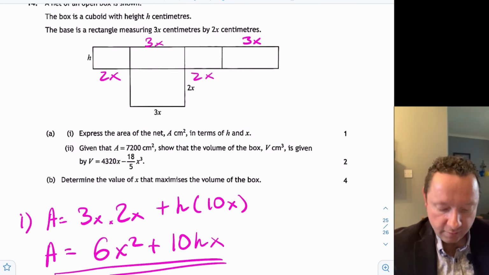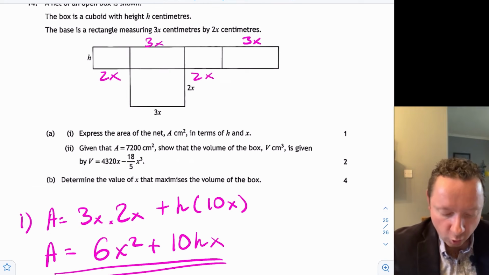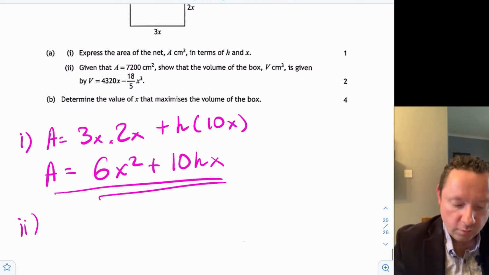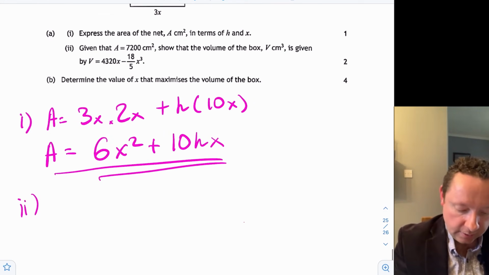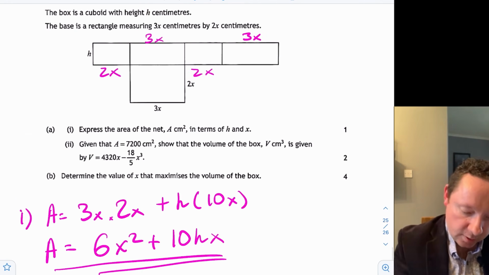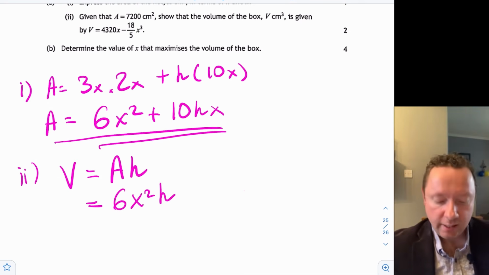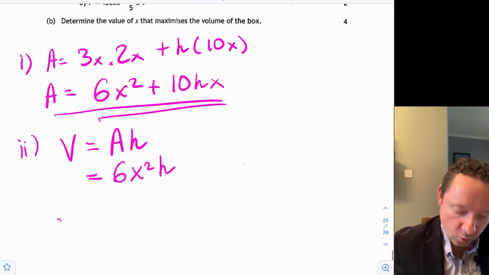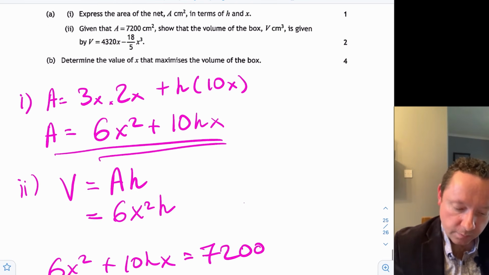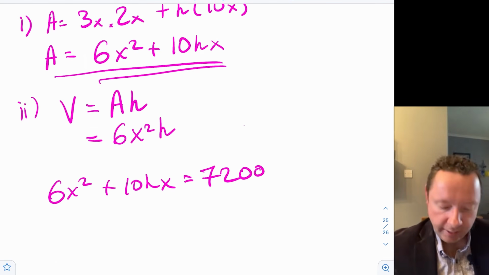Part 2, given the area is 7,200 centimeters squared, so the volume is given by this. Well, volume of a cuboid is area of the base times the height. Well, the base is this bit here, which we already know is 6x squared. So that's 6x squared h. But that's got h in it, so we need to get rid of that h. But we already know that 6x squared plus 10hx equals 7,200 from the question. So we can rearrange that to find h.